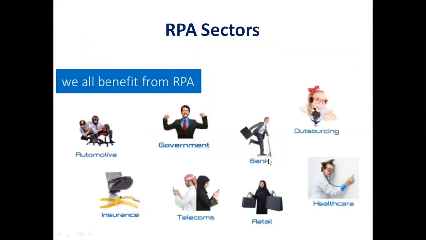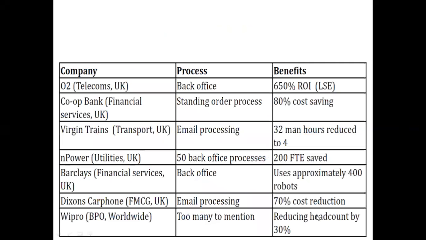RPA sectors: what sectors can use RPA? We can see almost all the biggest sectors can use it, like automobiles, the government sector, the banking sector, outsourcing, healthcare, the retail industry, the telecom industry, and insurance. All the industries can utilize it, and whoever is using the applications, we can automate. It may be a mainframe application. So here are some examples of companies who have automated their business processes.